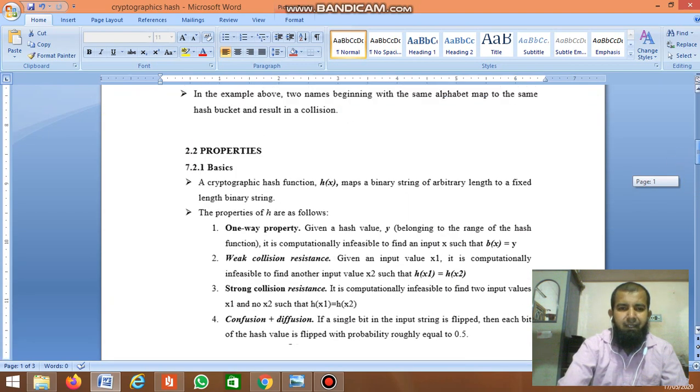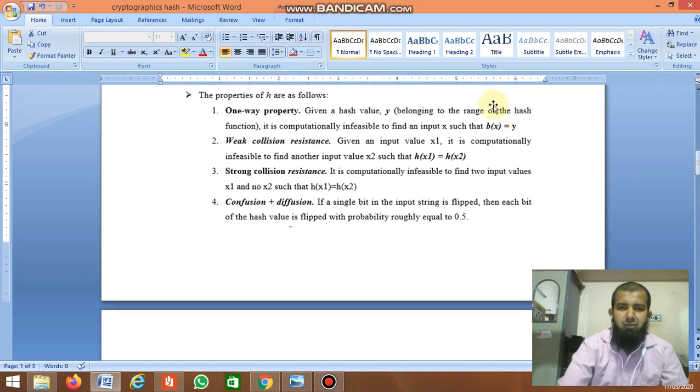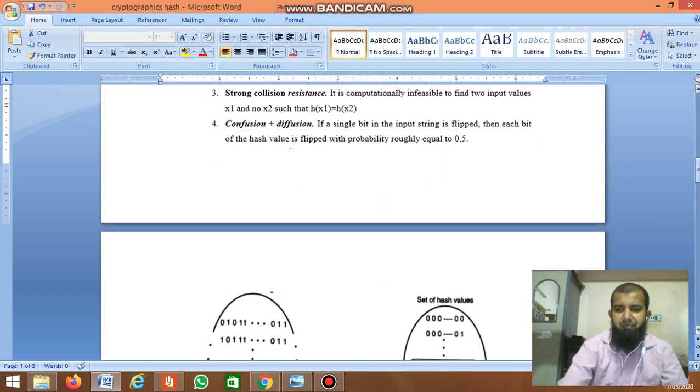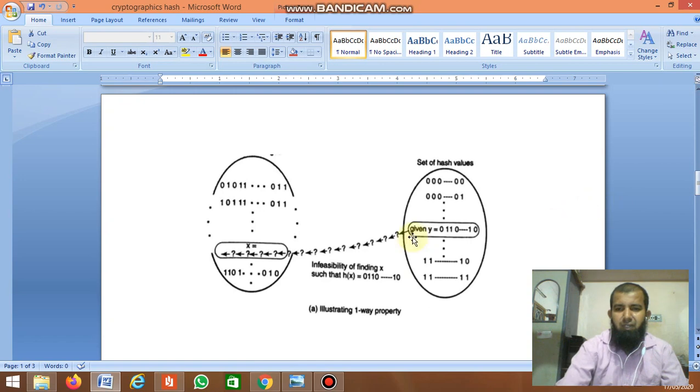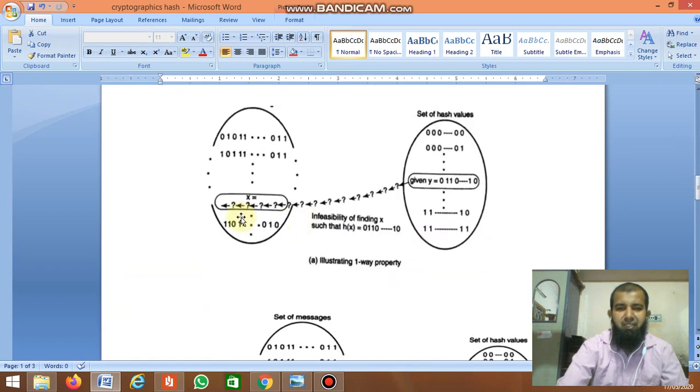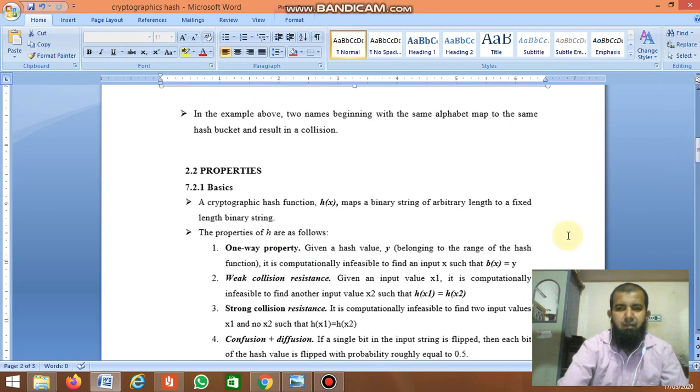Clear? So the y value is given. Given a hash value y, it is computationally infeasible to find an input x such that h of x equals y.